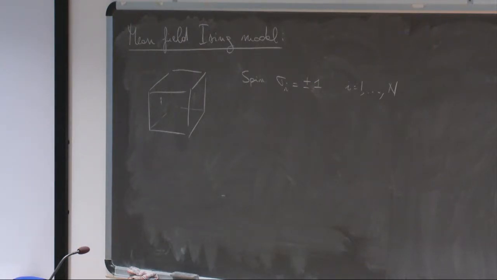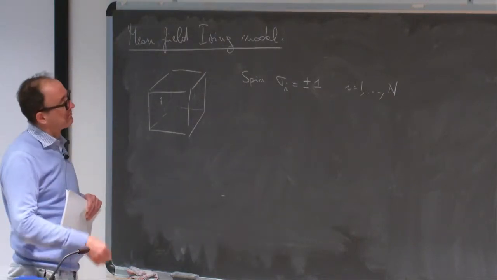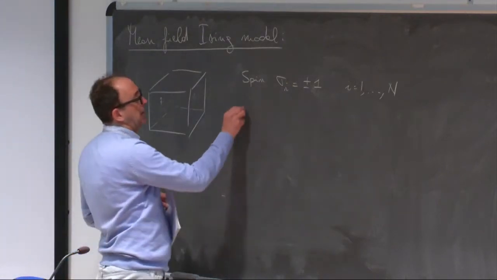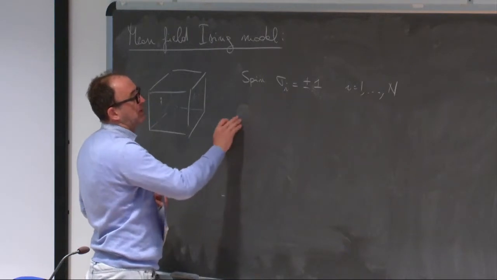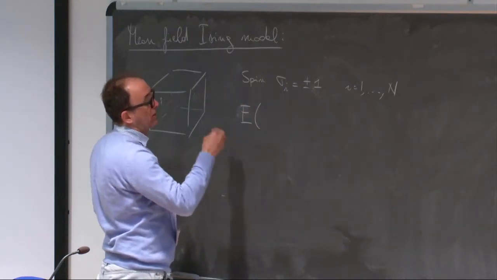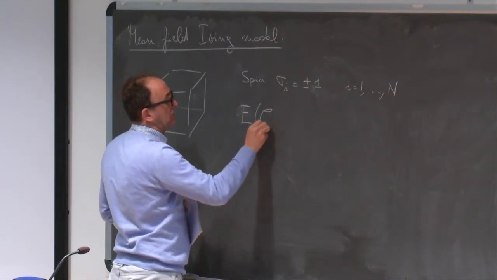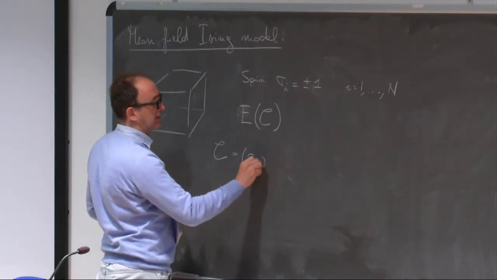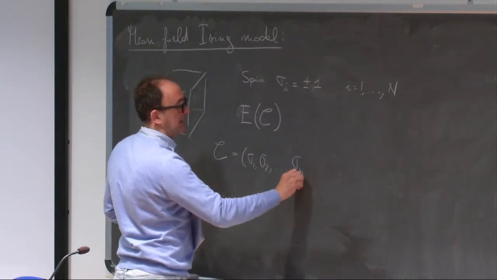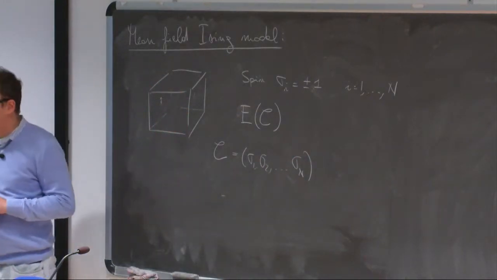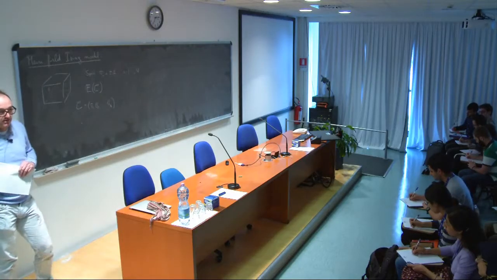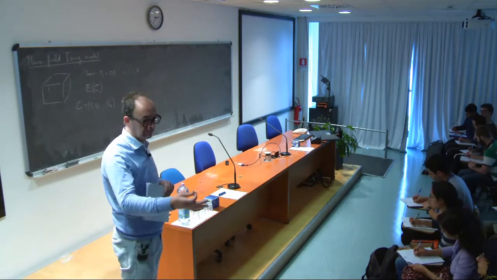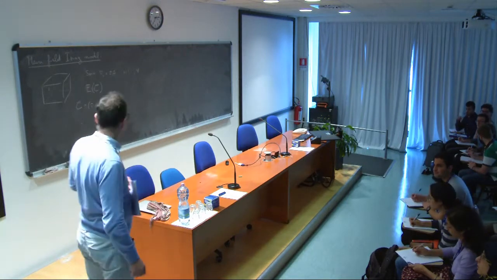And in order to discuss the physics of the system, we need to specify what is the energy, or the Hamiltonian, corresponding to any configuration C. By C, I will mean a configuration sigma 1, ..., sigma n of spins. So C will label configurations. How many different configurations do I have? Two to the n. Okay.